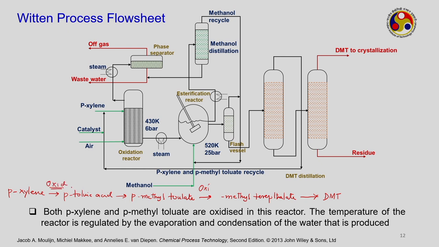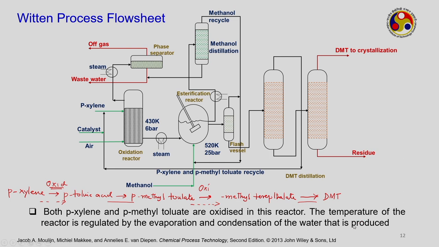So both these processes, this to this, if I write it down with a dotted line, this to this, both these conversions take place in the oxidation reactor. Okay, and the remaining two reactions, this one and this one, take place in the esterification reactor. So in this reactor these two are formed and it is oxidized. The temperature is increased because it is an exothermic reaction.